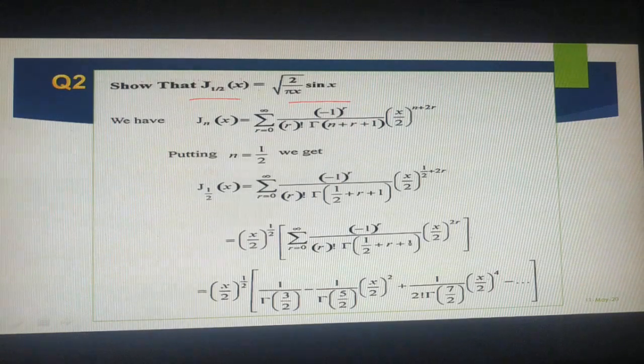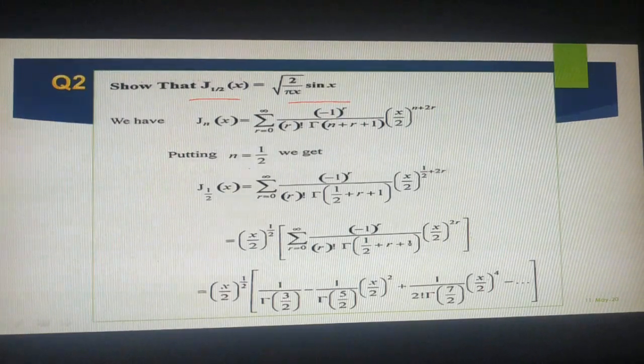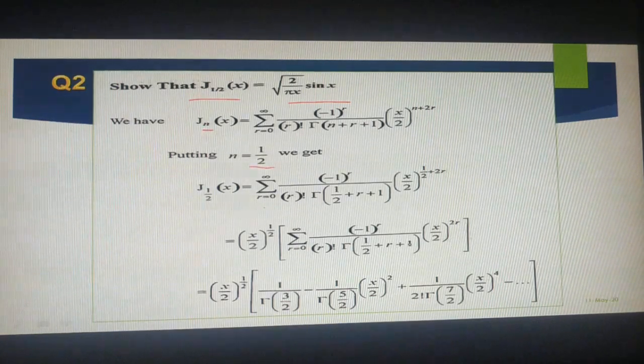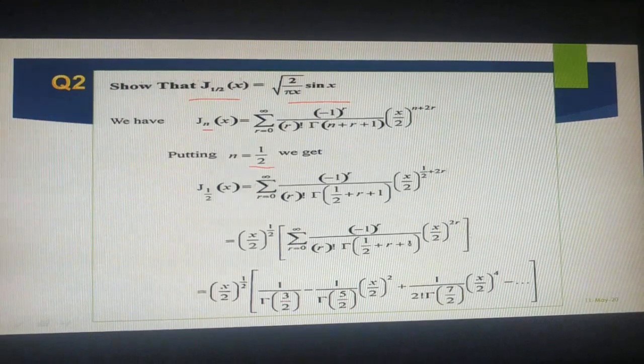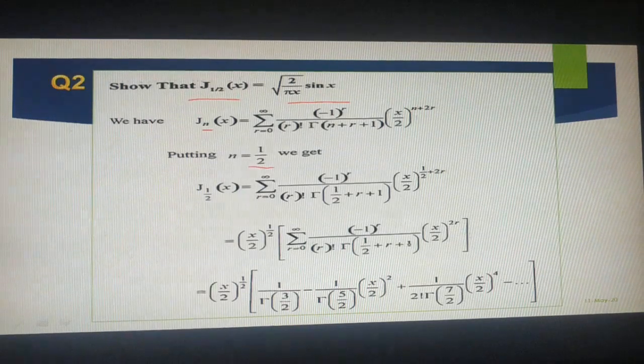Next, J half of x is equal to under root 2 by pi x sin x. How to show that J half of x is equal to this result? As usual, we should use the Jn of x formula, and this time in place of n we should take half. So J half of x, summation r equal to 0 to infinity, minus 1 whole to the power of r by r factorial gamma of n plus r plus 1. What is the n value here? 1 by 2, into x by 2 whole to the power of 1 by 2 plus 2r, right? So here, of course, r is changing from 0 to infinity.